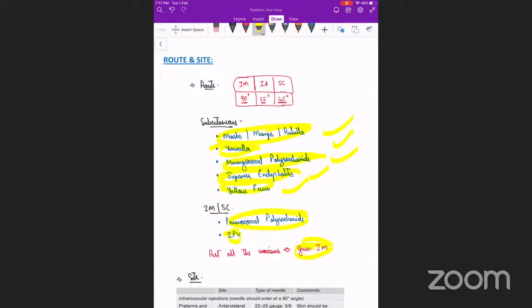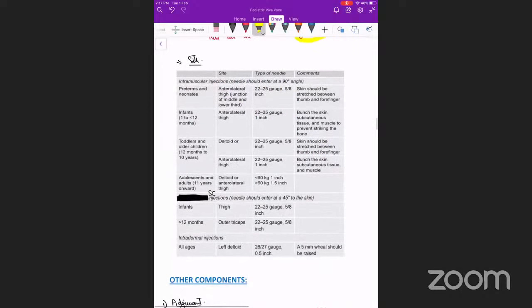Apart from that, everything else is given intramuscular. Next, coming to the site. Now, site, it is simple to remember, okay? Everyone less than 2 months, until the children are less than 1 year or infants, whichever intramuscular vaccine is given, that is given into the anterolateral aspect of the thigh because the muscle mass is more over there.